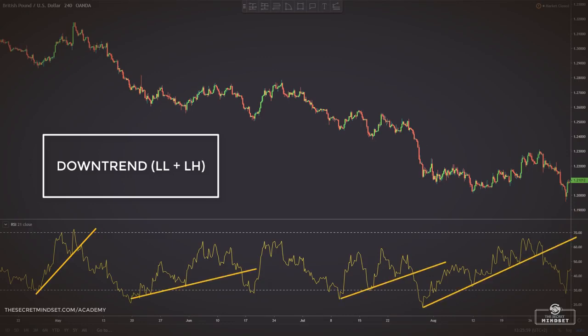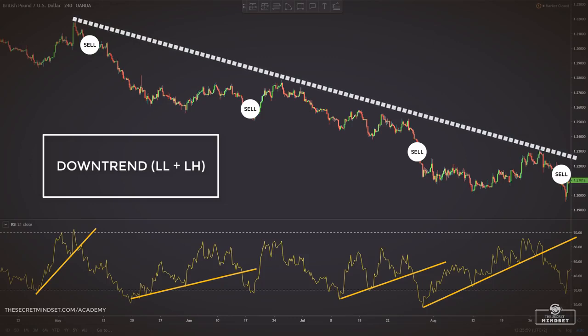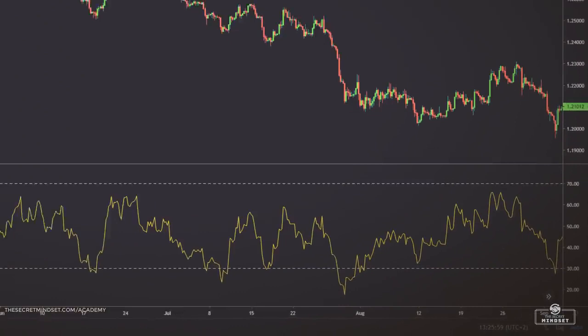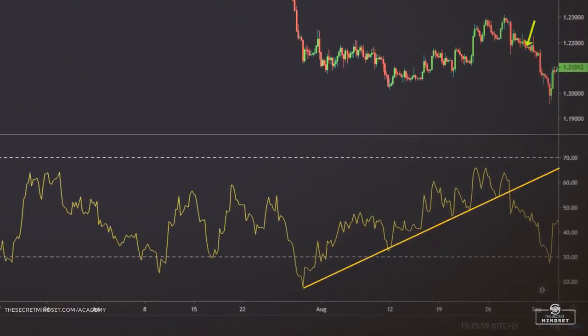We have the price making lower lows and lower highs, so we are definitely in a downtrend. We added the main support and resistance levels. Then we identified the RSI trendline breakouts. In terms of stop loss levels, a common practice is to use the candle on which the RSI broke its trendline. So in the case of our short setup, our stop loss would be above this candle.